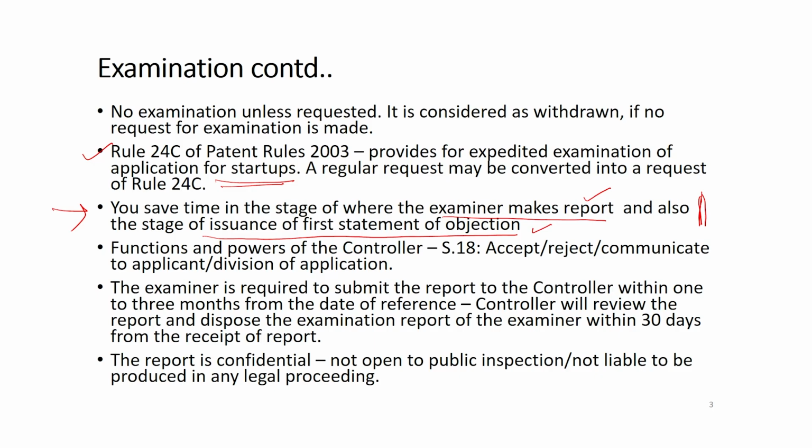I already mentioned in the chart which I presented that the examiner is required to submit the report to the controller within 1 to 3 months from the date of reference. I said once a request comes to the controller, the controller will refer that request to the examiner. From that date, within 1 to 3 months, the examiner has to give his report to the controller. The controller will review that report within 30 days from the receipt of the report. I already mentioned that the report is confidential. What do we mean by that? There are 2 points. 1, it is not open to public inspection, and 2, it is not liable to be produced in any legal proceeding.